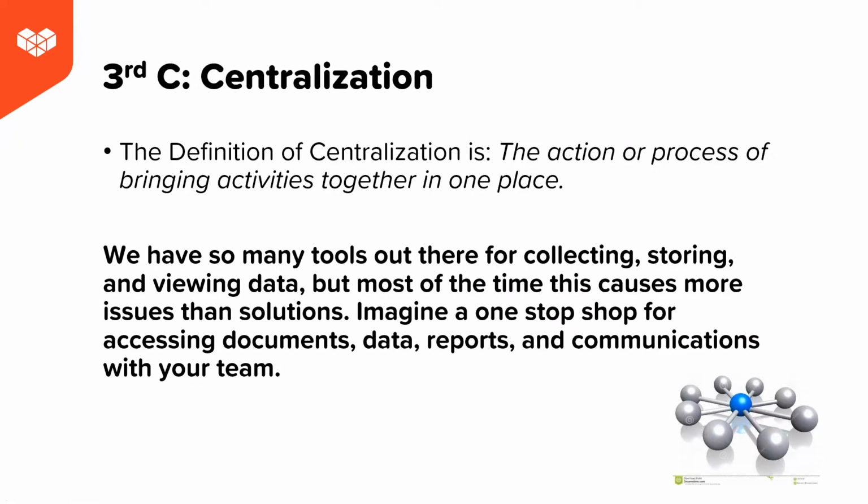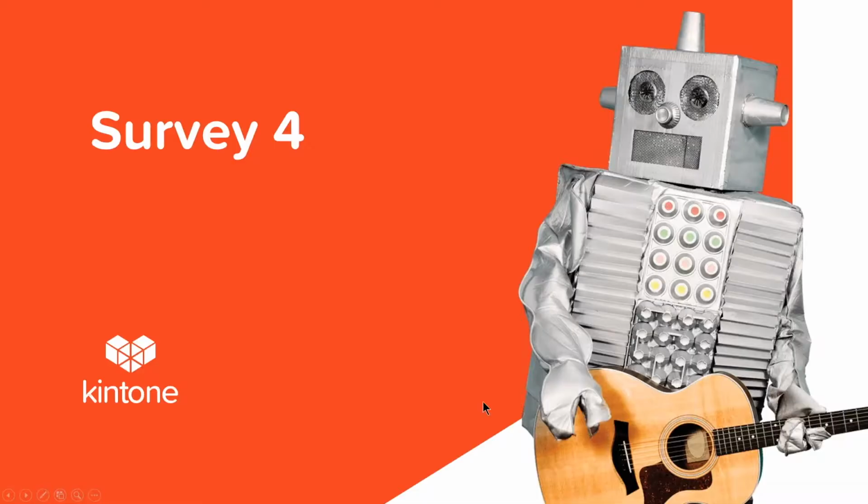The third C, centralization. A definition of centralization is the action or process of bringing activities together in one place. We have so many tools out there for collecting, storing, and viewing data, but most of the time this causes more issues than solutions. Imagine a one-stop shop for accessing your documents, data, reports, and communications with your team.